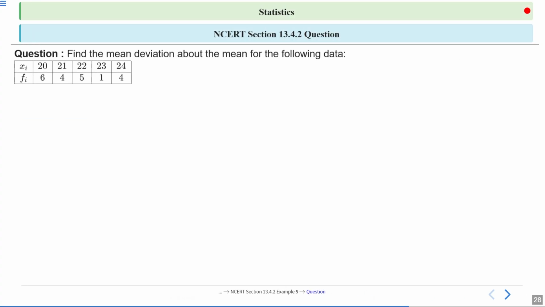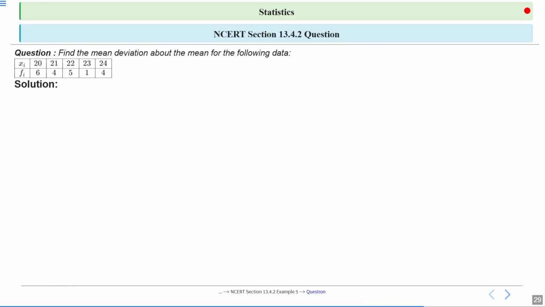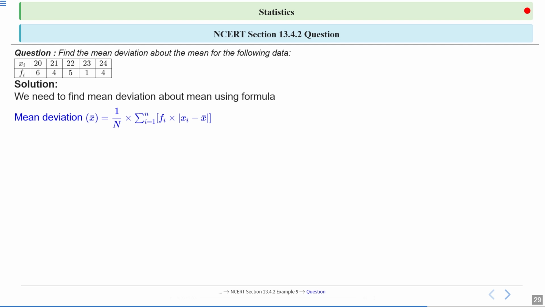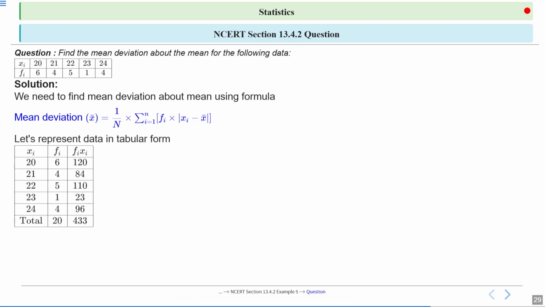In this question, we have to find the mean deviation about the mean for the following data. Okay, so in first row we have the values of x_i, and in second row we have the values of f_i. Okay, so let's solve this question step by step. So we need to find mean deviation about mean using the formula mean deviation about x bar equal to 1 by n into summation i equal to 1 to n f_i times mod of x_i minus x bar. So let's represent the data in tabular form.